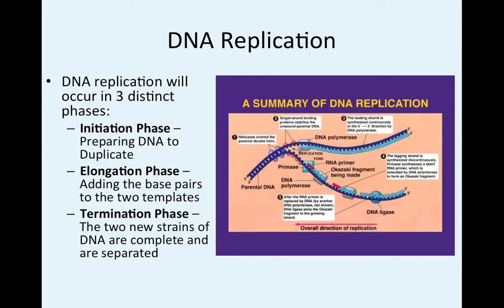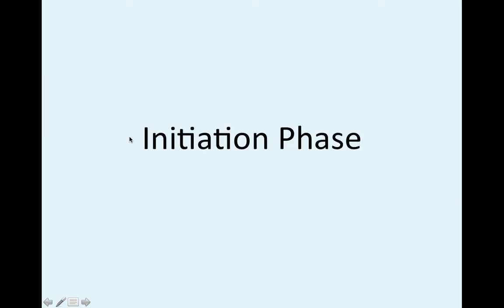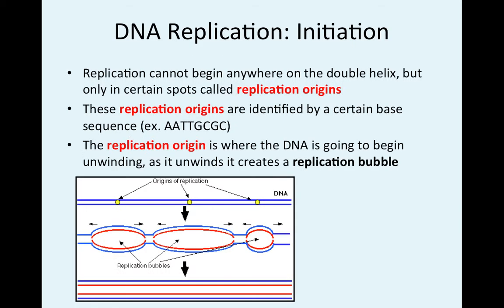Okay, so let's get into DNA replication. There are 3 main phases in DNA replication, and I'm going to focus on those 3 phases. We have the initiation phase, preparing DNA to duplicate. Then we have the elongation phase, which is actually adding the base pairs to the 2 templates. And then finally termination, ending it: the 2 new strands of DNA are complete and are separated. We're going to go through each of these phases one by one, starting with the initiation phase.